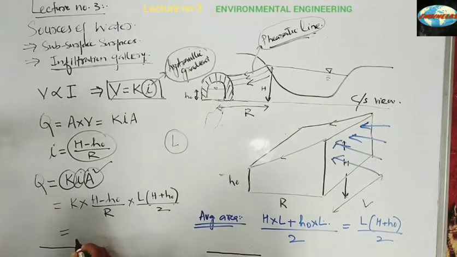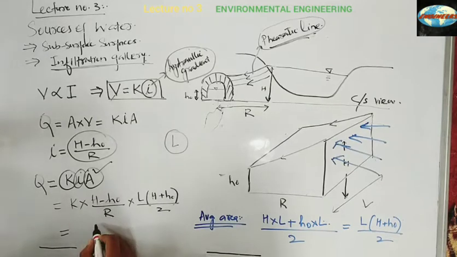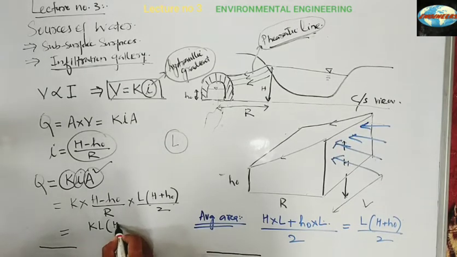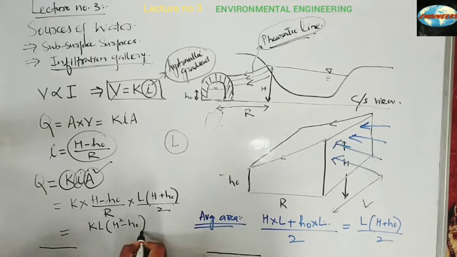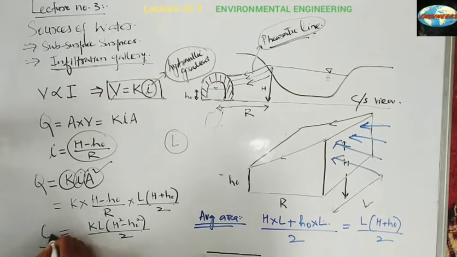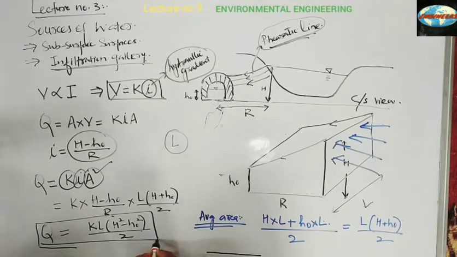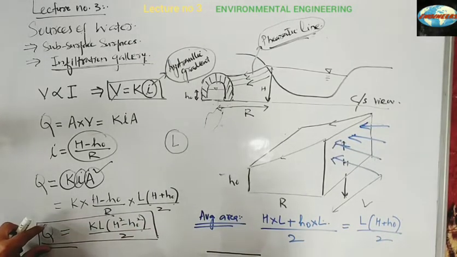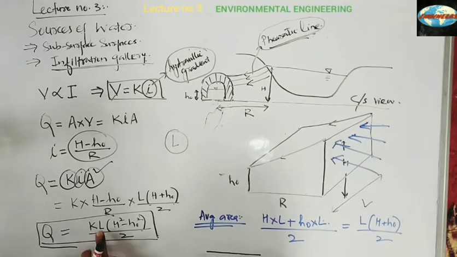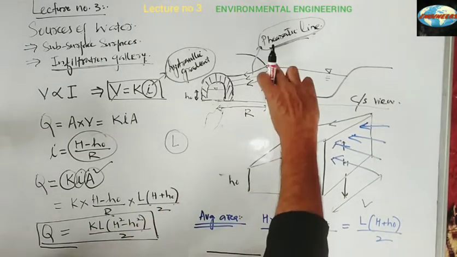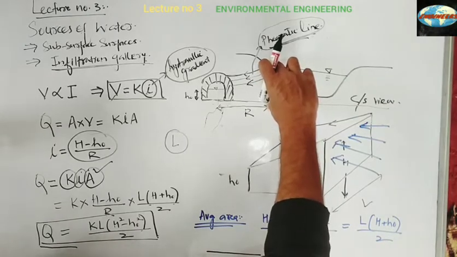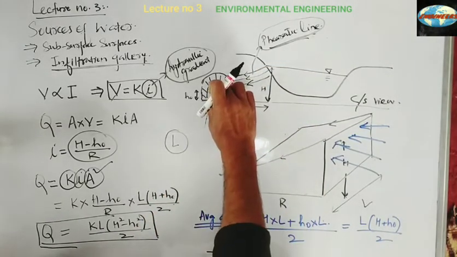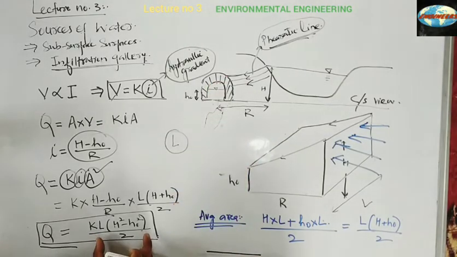Obviously I'll be getting K into L into H square minus h naught square divided by 2. So this is our discharge. This is the quantity of discharge that happens when we have an infiltration gallery of length L in a soil strata having coefficient of permeability K, where H is the height of the water level in the river from the base of the infiltration gallery, and H naught is the height of the water that we get in the infiltration gallery. So these are the parameters we can easily obtain from the site.